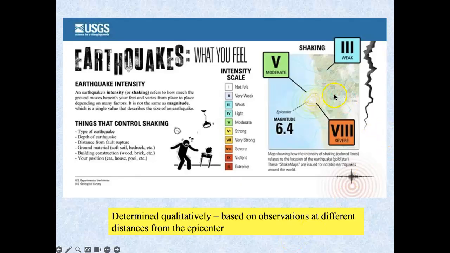So they have a map here showing an earthquake. The epicenter is here, and they have the magnitude listed as 6.4, and we'll talk about that magnitude next. But then they are also showing the intensity. So these colored lines are showing zones of different values of intensity. If you happen to be here when that earthquake occurred, you felt level 8 intensity. If you were a little farther over here, you felt level 5. Out here, you felt level 3. So that's generally the idea.